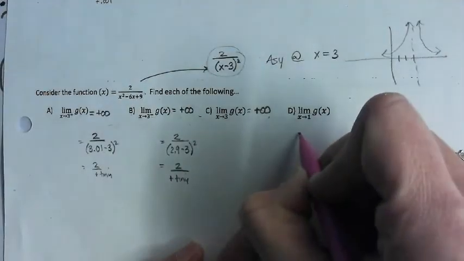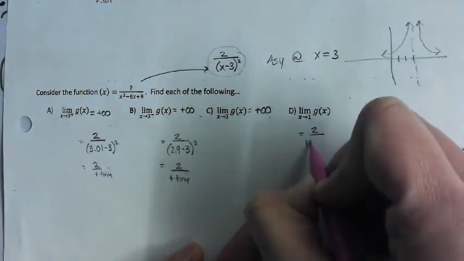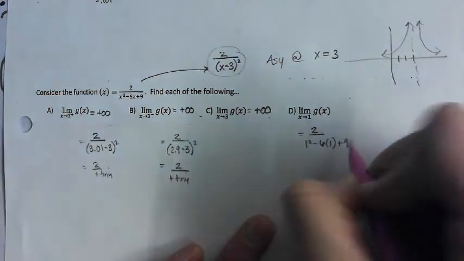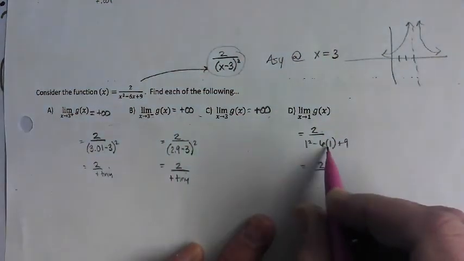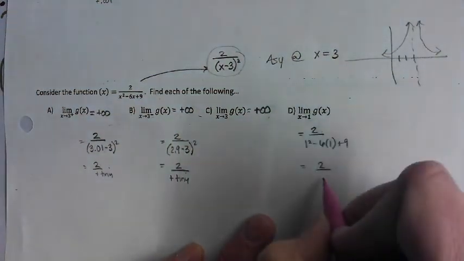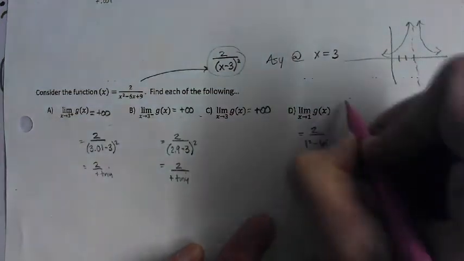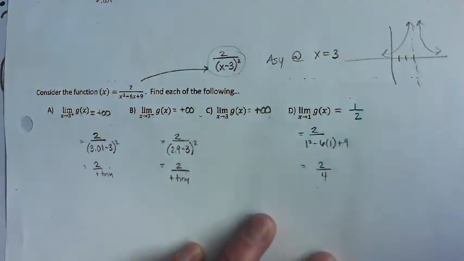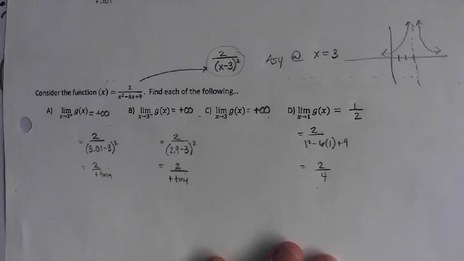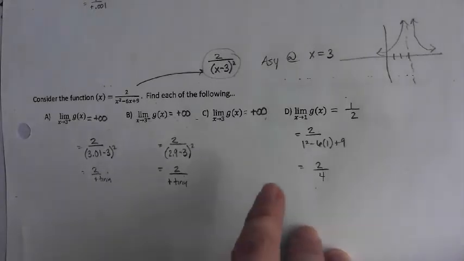So we would just say 2 over 1 squared minus 6 times 1 plus 9. 1 minus 6 is negative 5. Negative 5 plus 9 is 4, so this is 1/2. Good? Any questions? Okay.